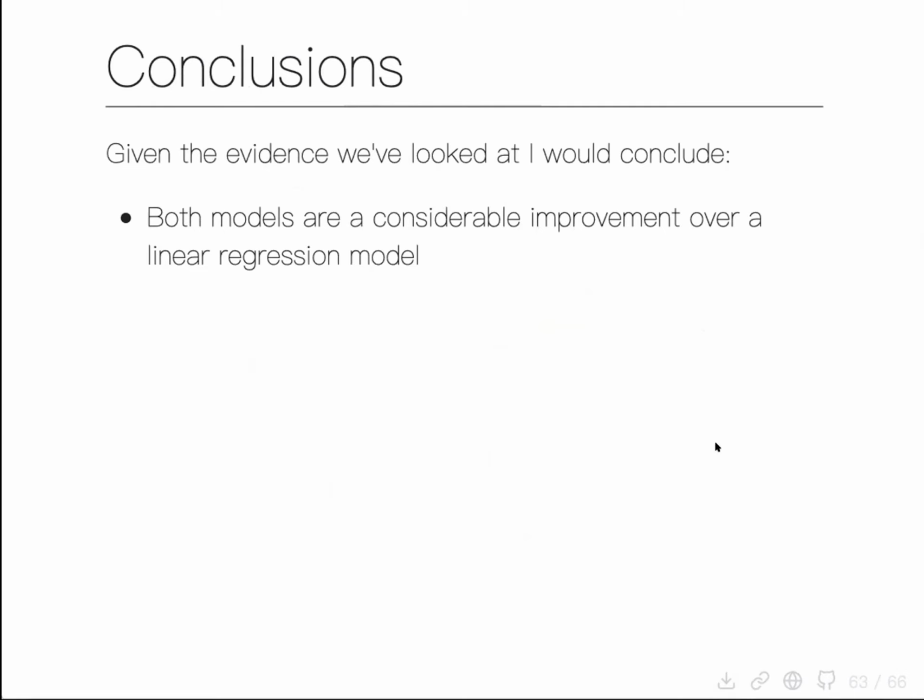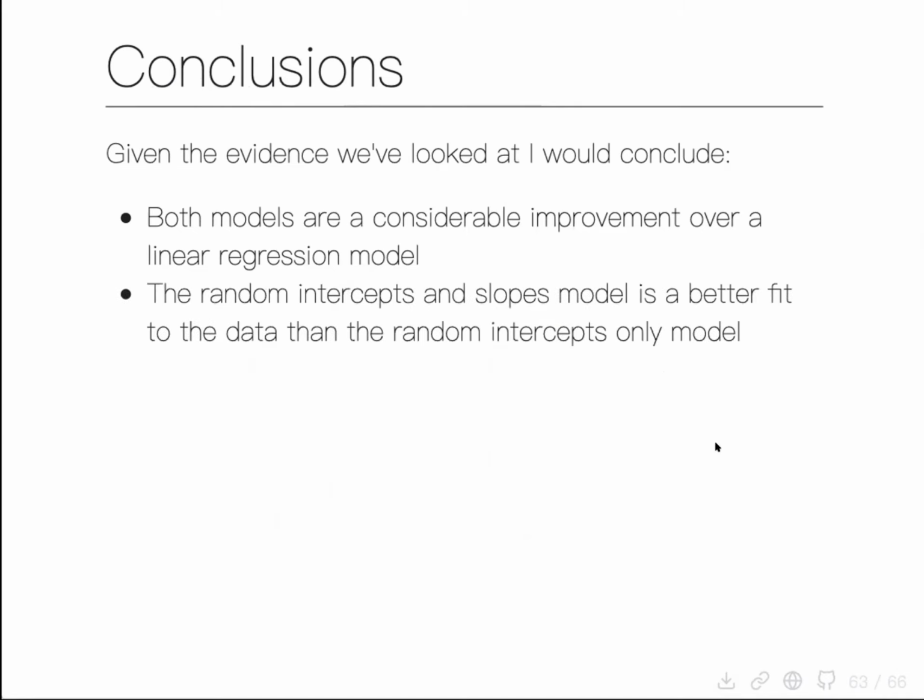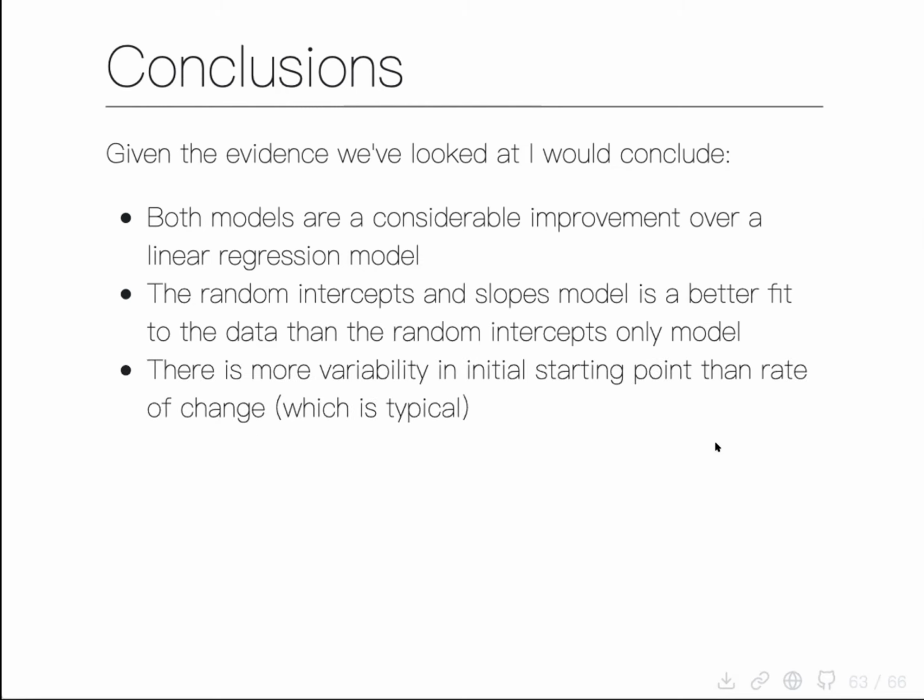Given the evidence that we've looked at here throughout these models, I would conclude that both models are a considerable improvement over linear regression. I probably wouldn't include that in my write-up, but that is something I would conclude. And that the random intercepts and slopes model, so the one where we're allowing each individual to have a different slope, fit the data better than just random intercepts.